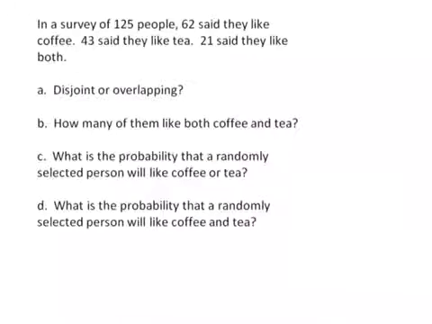All right, one last set of examples. This says, in a survey of 125 people, 62 said they like coffee, 43 said they like tea, and 21 said they like both. Is this disjoint or overlapping? Well, this is overlapping because of these 21 people that like both. So how many of them like both coffee and tea? Well, 21. So what is the probability that a randomly selected person will like coffee or tea?